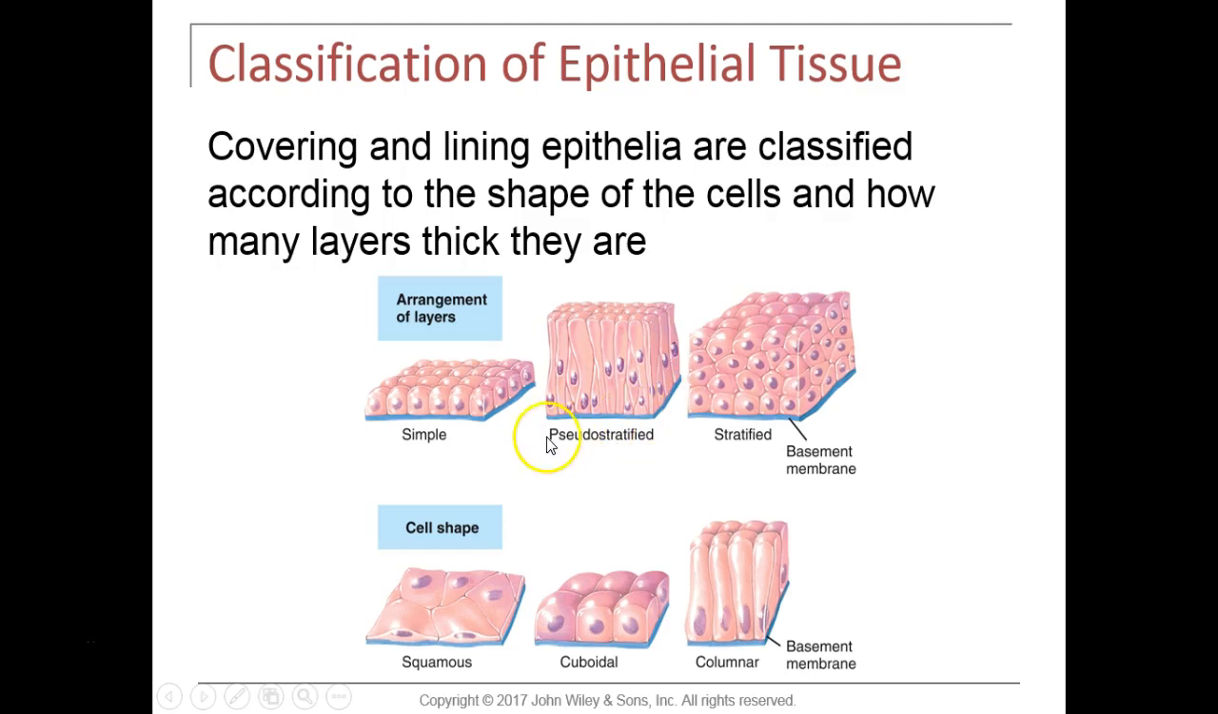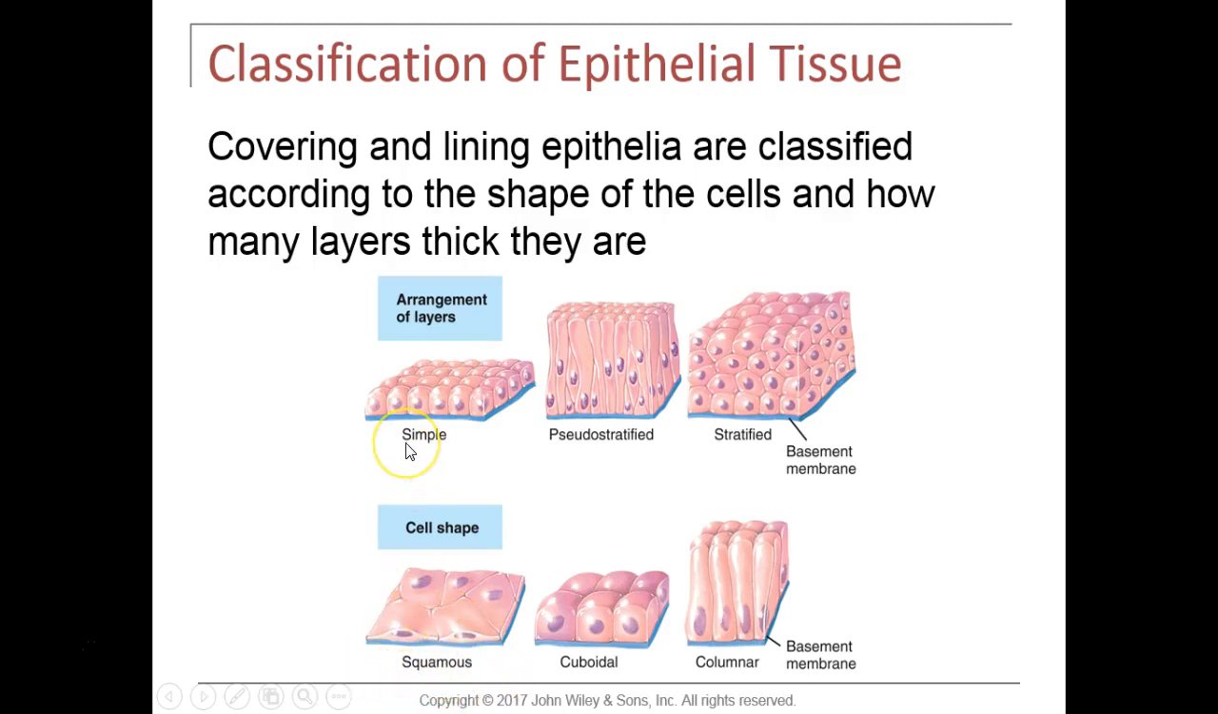Now, so we can have simple, pseudostratified, or stratified in the naming system. The other way that we have to name the epithelium is based on their cell shape. So some epithelial cells are flat. See, they're not very tall at all. They're kind of squished out. These types of cells are called squamous cells, and in the tissue name, it would have squamous in the name.